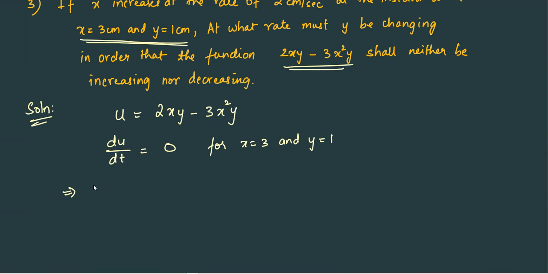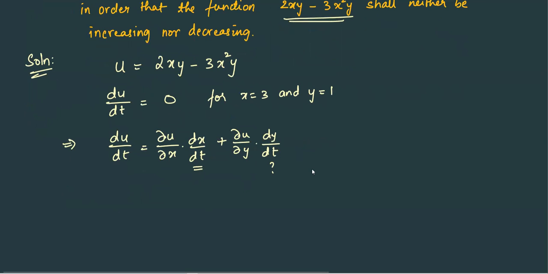So now it is not given how x is changing with respect to t, and how y is changing with respect to t. So for the total derivative, we have to use this result, dou u by dou x into dx by dt plus dou u by dou y times dy by dt. This is given, this we have to find, dy by dt.